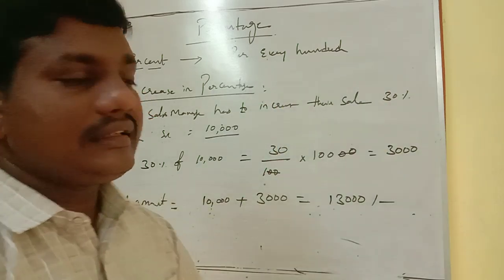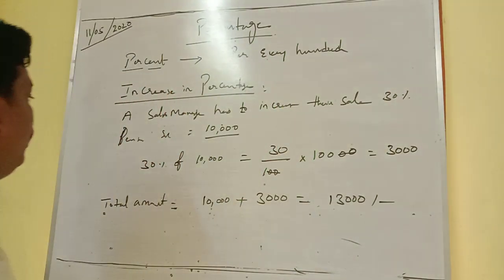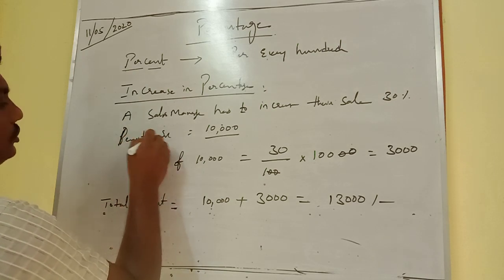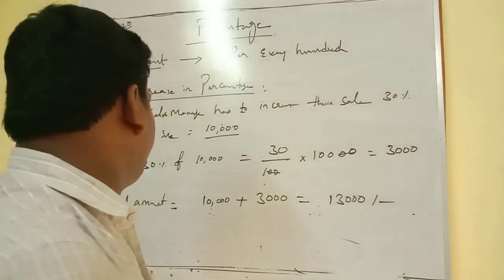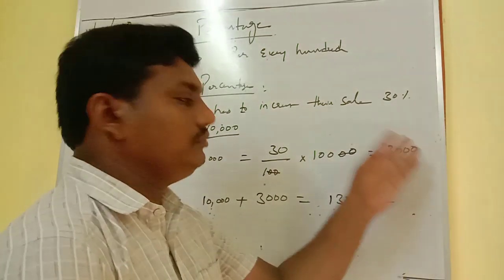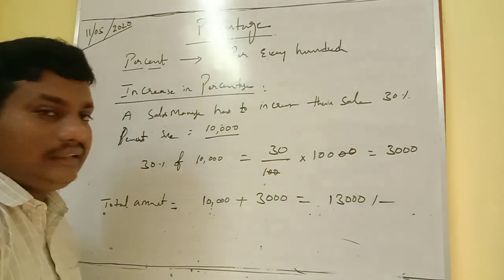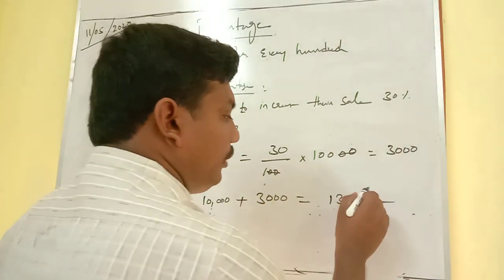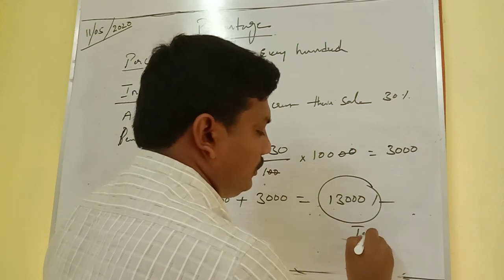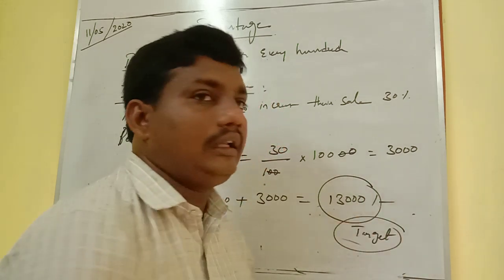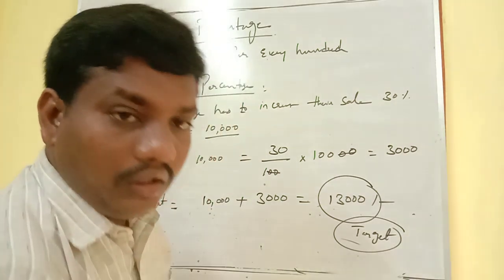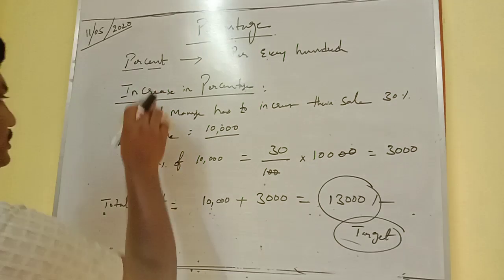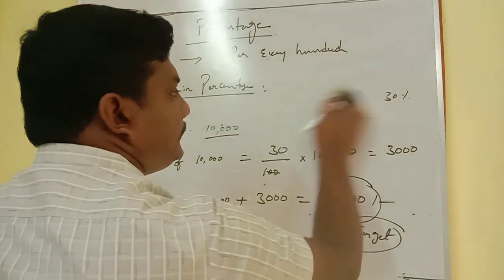The sales manager wants to increase their sales by 30%. The present sale was 10,000 rupees. 30% of 10,000 becomes 3,000. So the total amount is 10,000 plus the increasing amount 3,000. This is their target, and the target was 13,000. Now you understand the increasing percentage. So now let me see what the decreasing percentage is.